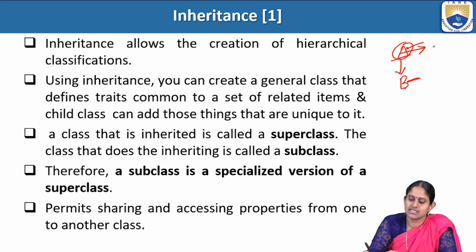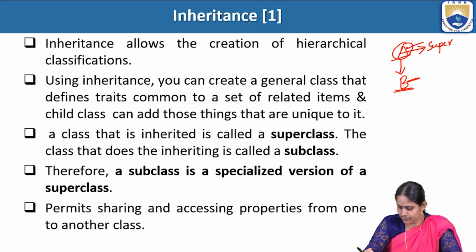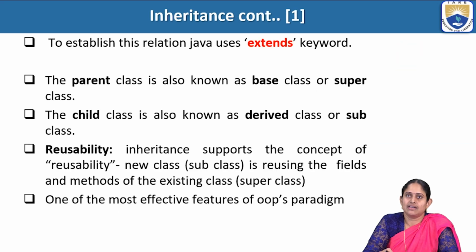Class A is called a superclass, base class or parent class, and the child class is called a subclass or derived class. The subclass is a specialized version of the superclass, and it permits sharing and accessing properties of one class from another. This inheritance relation is achieved using the extends keyword, and the main important feature is that it supports reusability. That is, the new subclass, the child class, is reusing the fields and methods of the existing superclass.